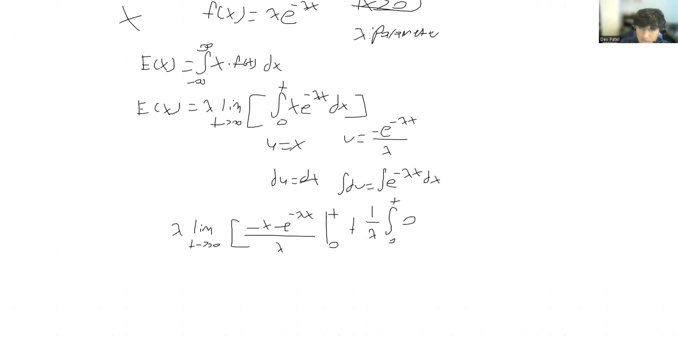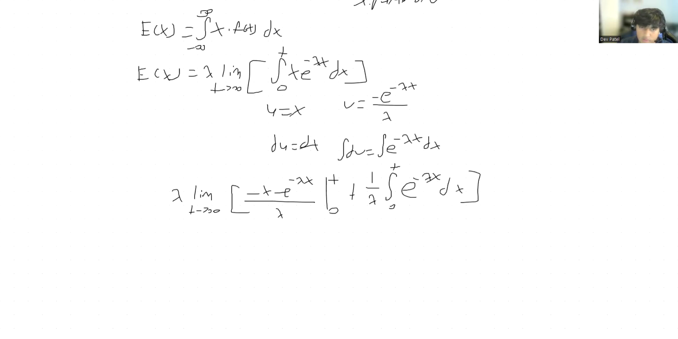lambda times x dx. Integrating this further allows us to expand the integral again to lambda times the limit as t approaches infinity of negative x times e to the power of negative lambda times x, all divided by lambda, evaluated from 0 to t, minus e to the power of negative lambda times x, all divided by lambda squared, evaluated from 0 to t.